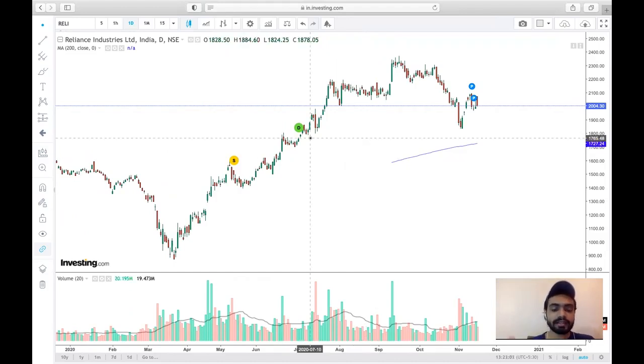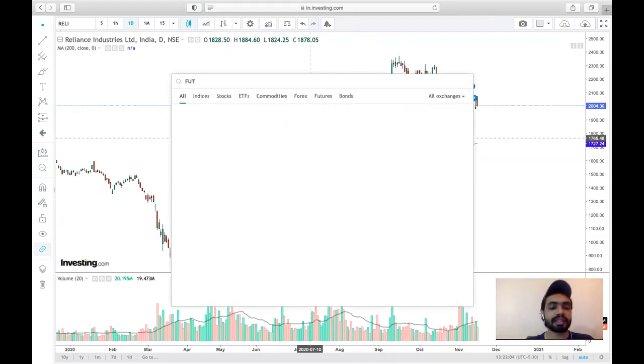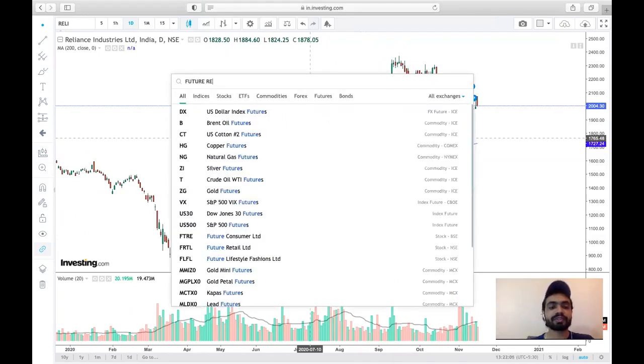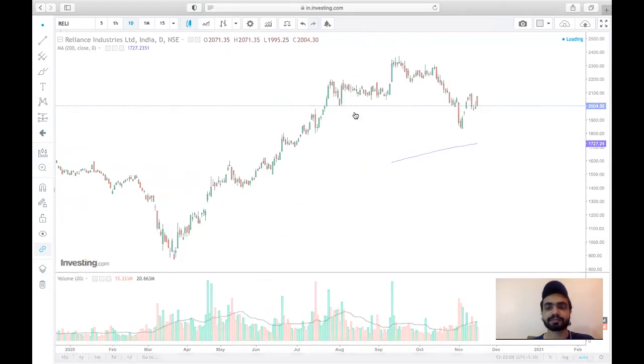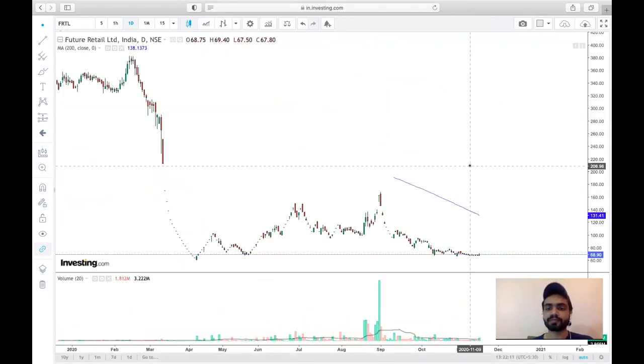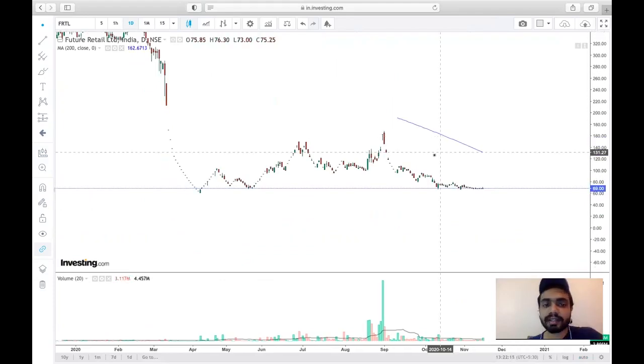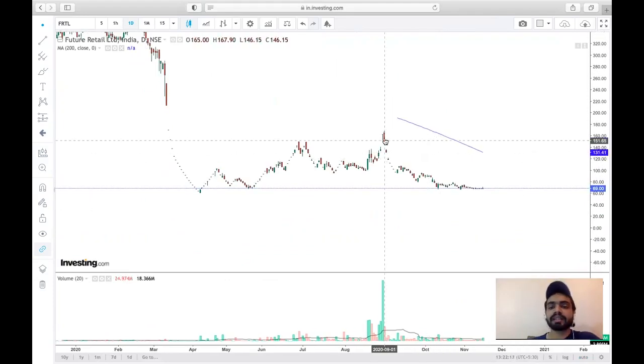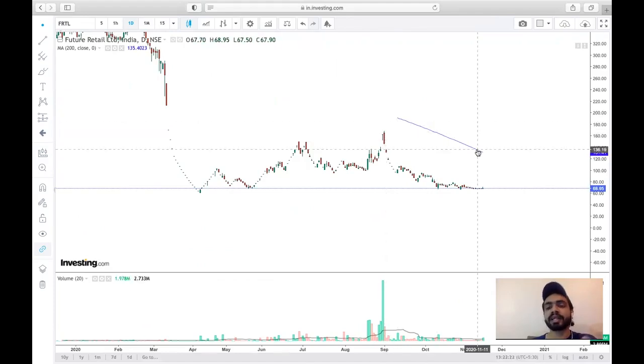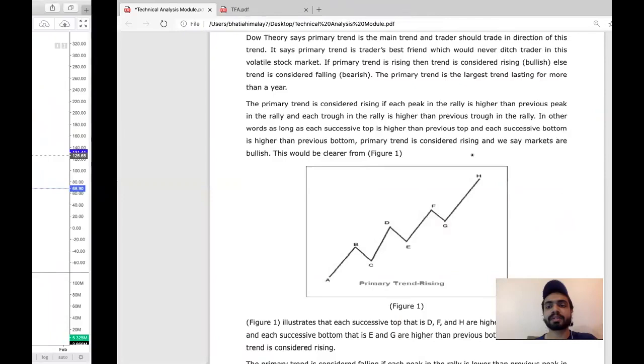Let's try to take one more stock, maybe Future Retail, which might be showing you a bearish trend or a downtrend. Perfect. So in the case of Future Retail, the candlesticks are moving below the 200 period moving average. That means it is clearly indicating that this stock is currently in a downwards direction or a downtrend. All right.